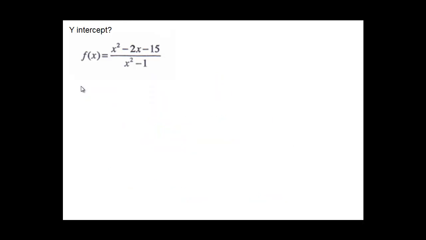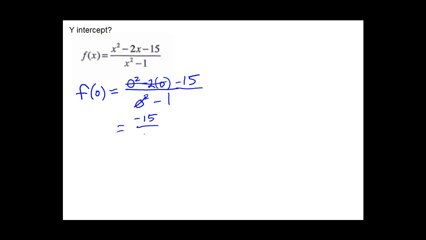Our next step is to find the y-intercept. So we plug 0 into x. So f of 0 equals 0 squared minus 2 times 0 minus 15 over 0 squared minus 1. Well, these are gone, this is gone, so we have negative 15 over negative 1, which gives us positive 15. So our point will be (0, 15) for a y-intercept.